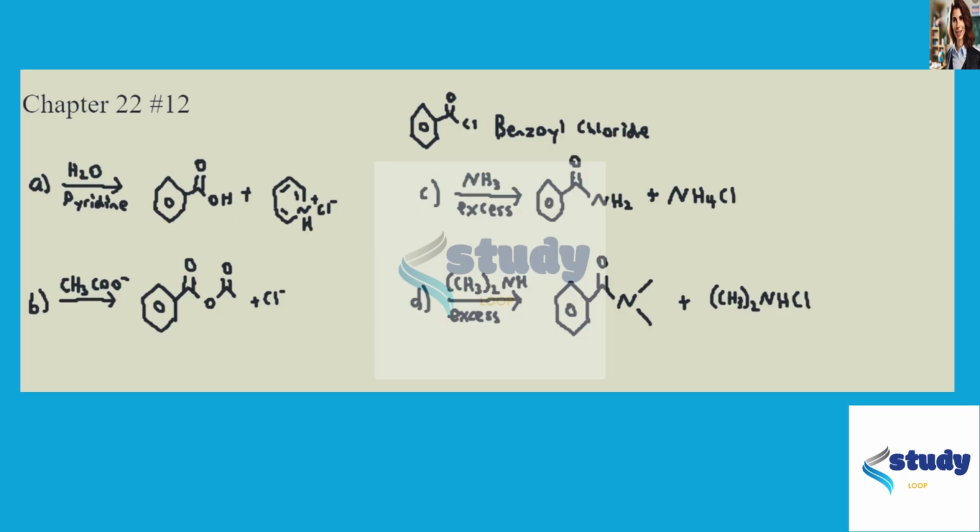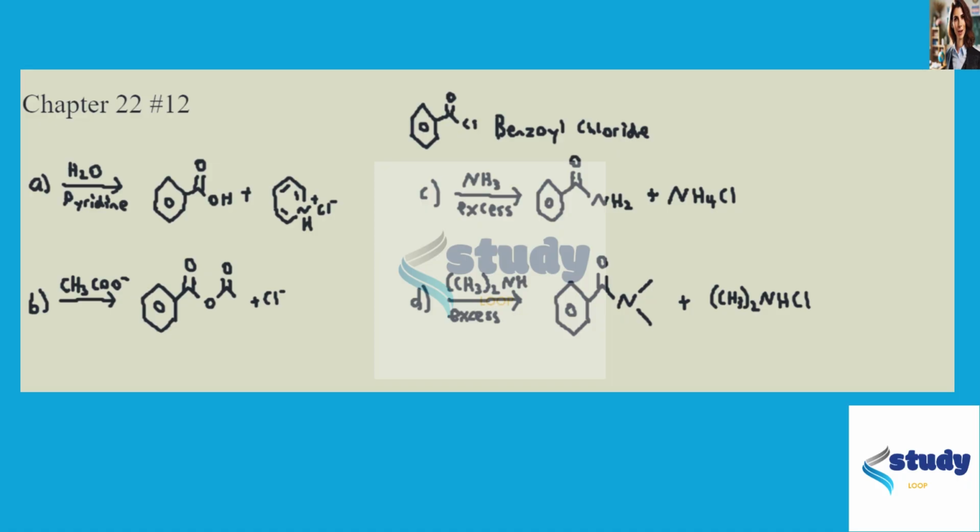So with that in mind, for A, water is our nucleophile. So we end with the carboxylic acid and this pyridine salt. And the pyridine is important because it does provide a counter ion for this chloride anion that's formed. And that's the role of the pyridine here.